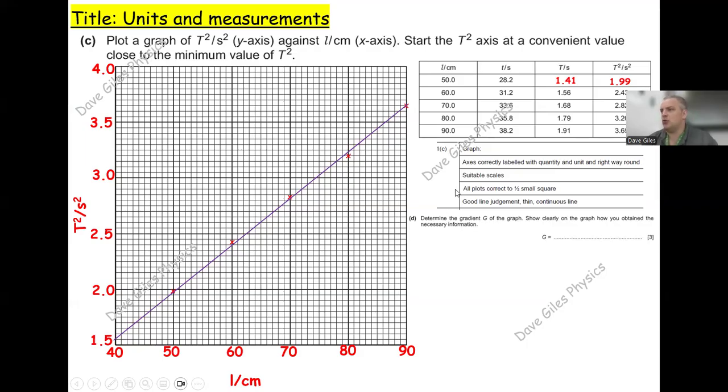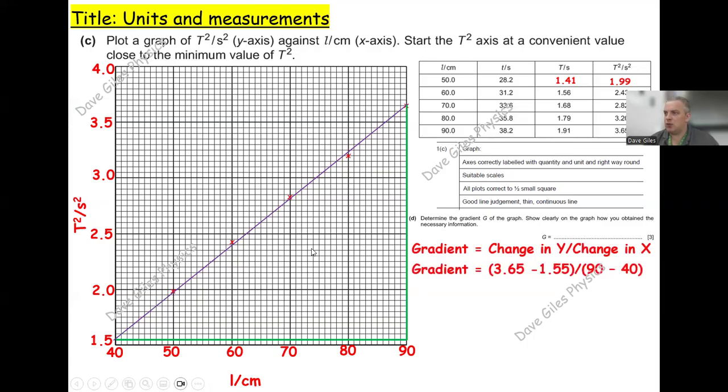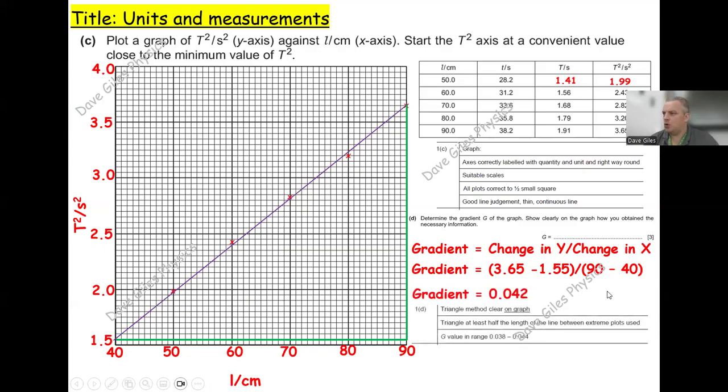And so the next part of the question was: determine the gradient of the graph, show clearly how you obtain the necessary information. The easiest way to do it is draw a big triangle. You should have put this in maths. I always just do it from the furthest point on the right to the furthest point on the left. Now, I'm not actually using the points, I'm just using where I've plotted on the graph. Gradient is the change in y divided by the change in x. So 3.65 minus 1.55. Change in x is 90 to 40, which is 50. You get a gradient of 0.042.